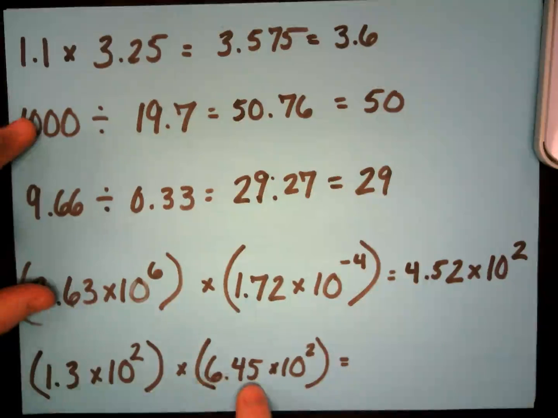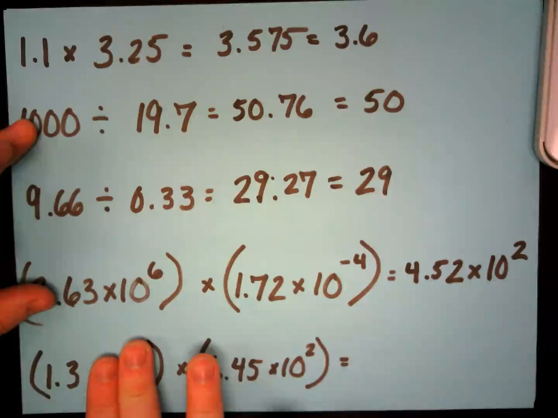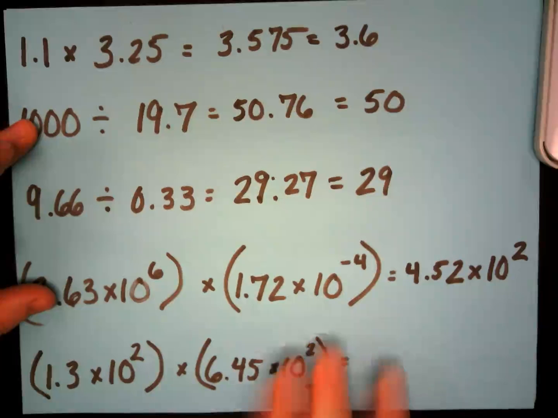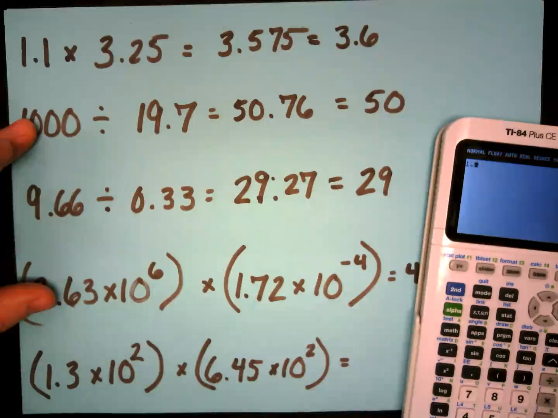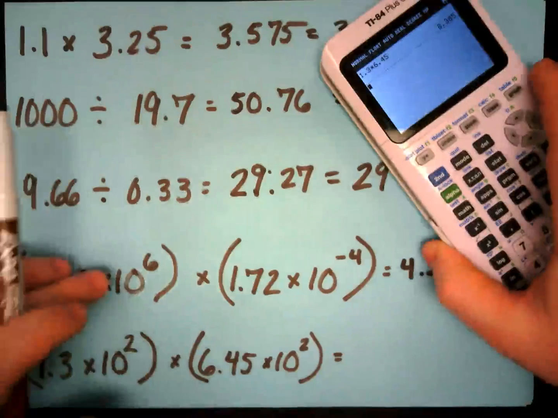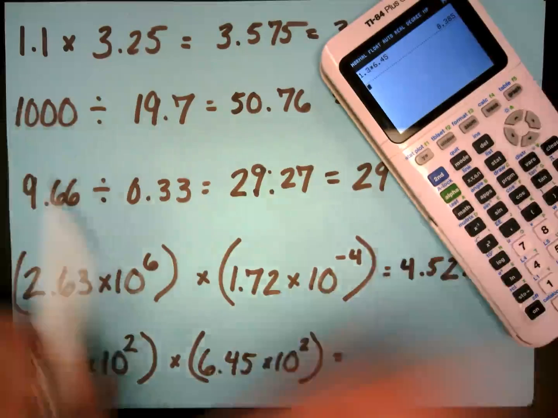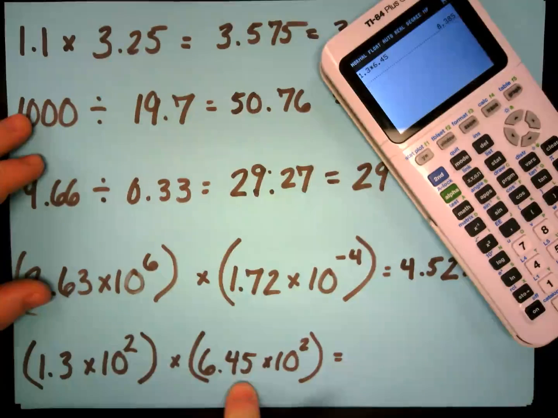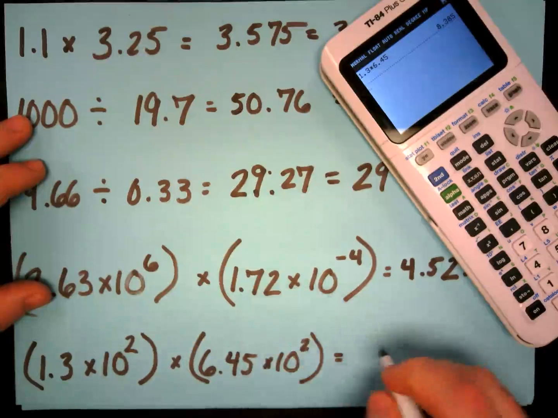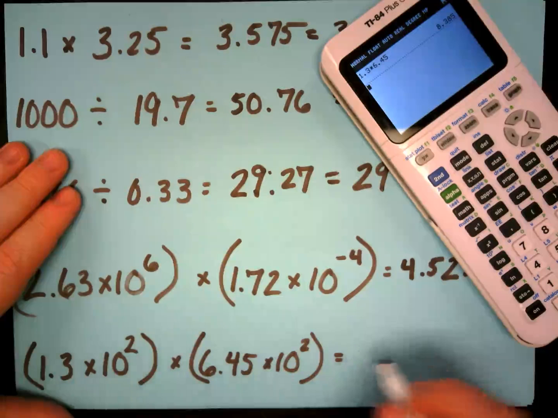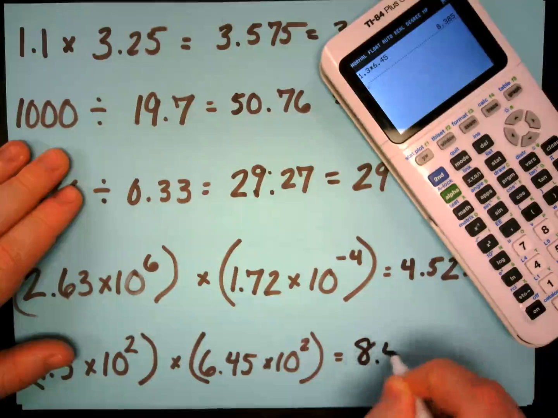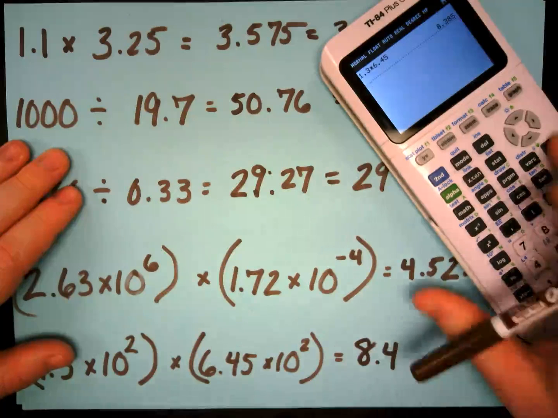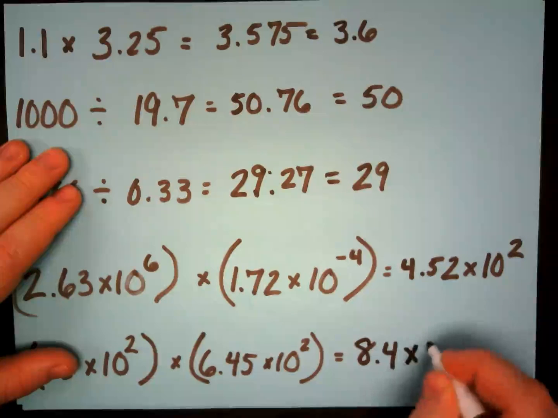So let's do that down here. Again, we're going to ignore the times 10 with the exponent, and we're just going to multiply the 1.3 times the 6.45. So 1.3 times 6.45 is going to give us an answer here of 8.385, but we have 3 sig figs here, just 2 there. So my answer should have 2 sig figs. Well, it's 8.38. So my final answer will begin with 8.4 times 10, and now I've got to figure out what the exponent is going to be.